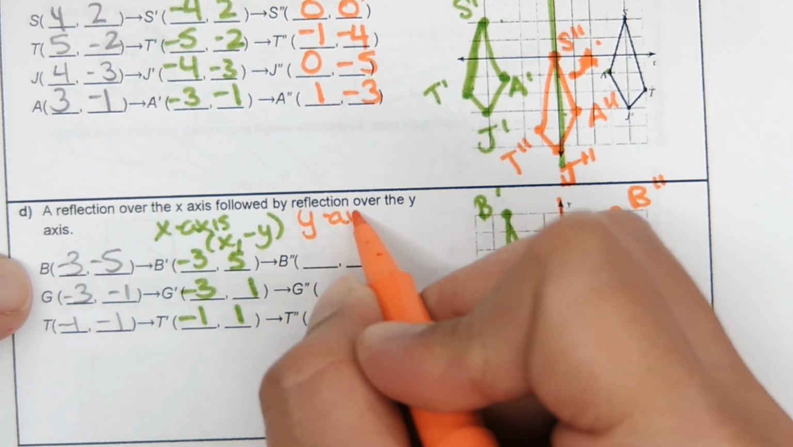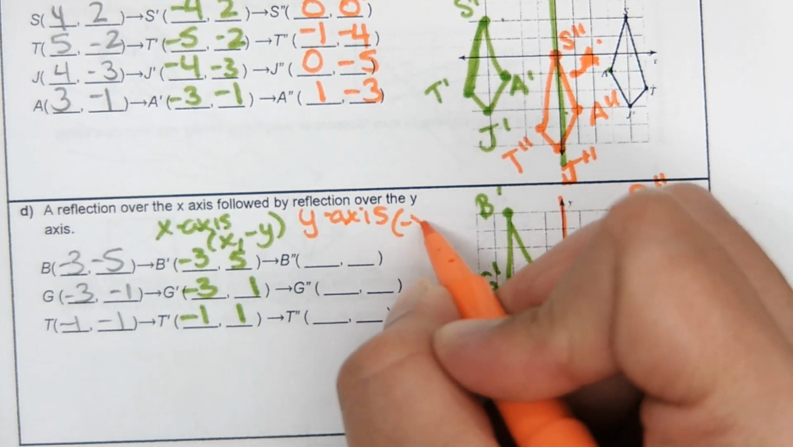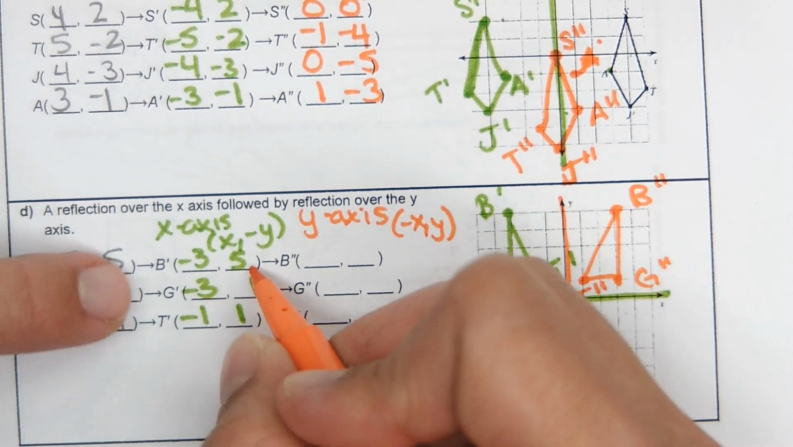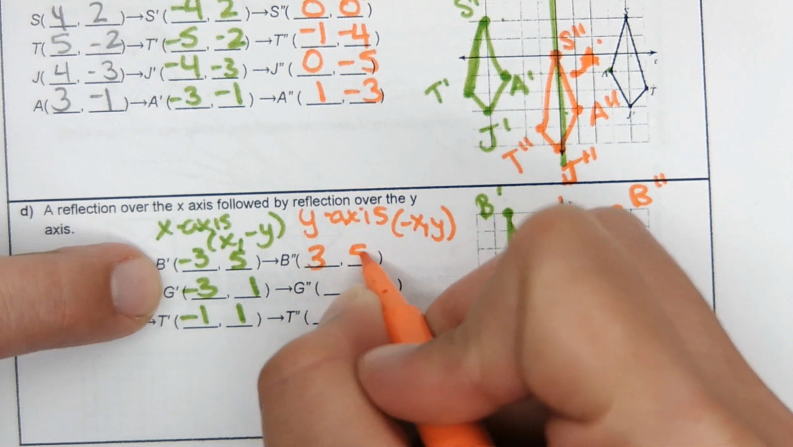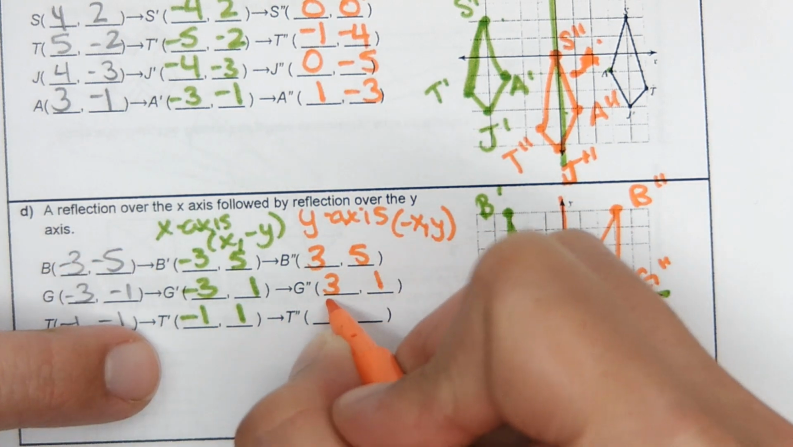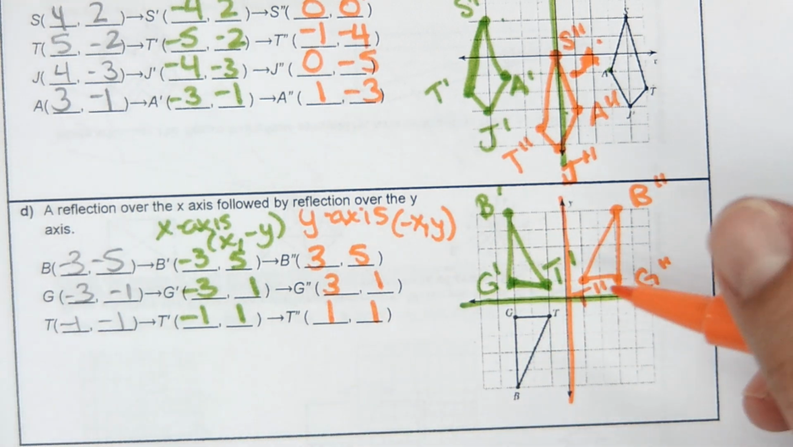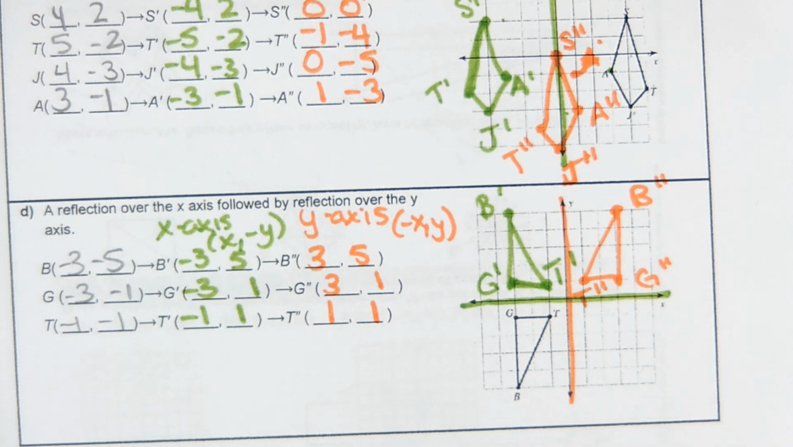A reflection over the y-axis is (-x, y). So I take these and I use this rule. So positive 3, leave y alone, positive 3, leave y alone, positive 1, leave y alone. And then check and make sure everything's in the right spot. And it is. And that is all.